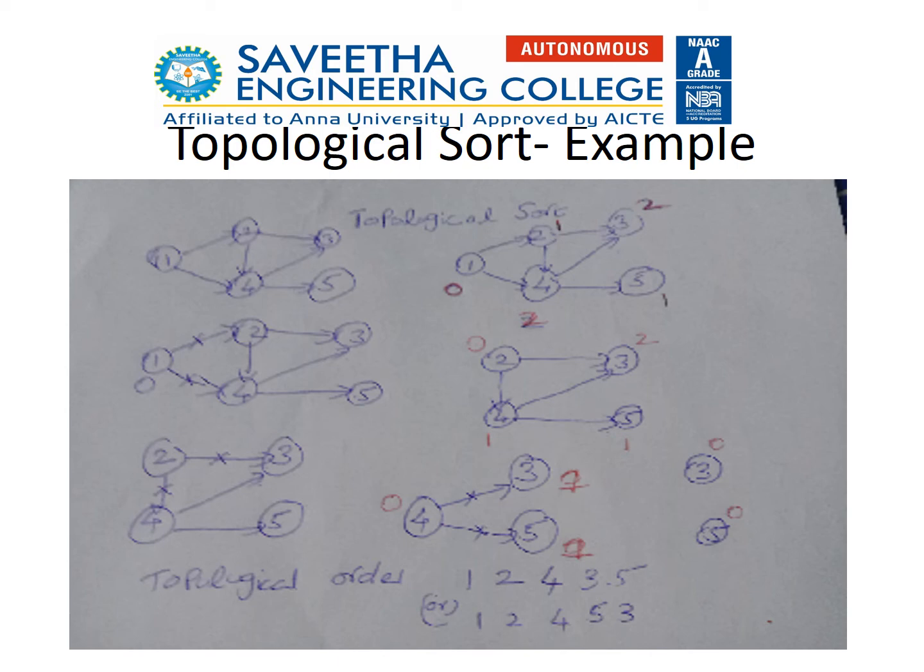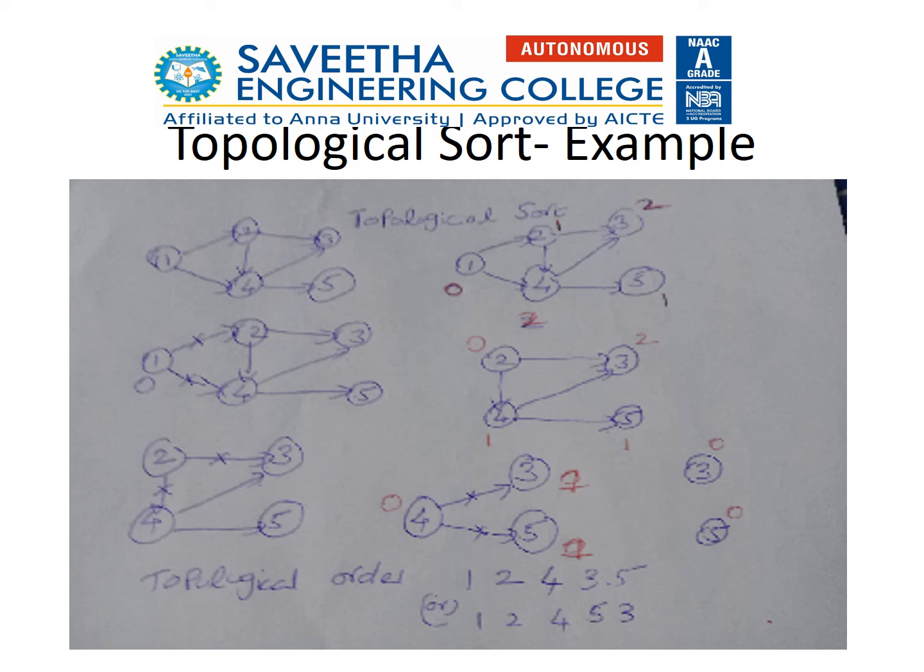So far the topological order is 1, 2. Now I remove the edges from 2, so 2 to 3 and 2 to 4 are removed. The remaining graph contains the 3 nodes 4, 3, 5. Calculating the in degree for 4, 3, 5: in degree for 4 is 0, 3 is 1, 5 is 1. So it should start with 4, and the ordering is 1, 2, 4.